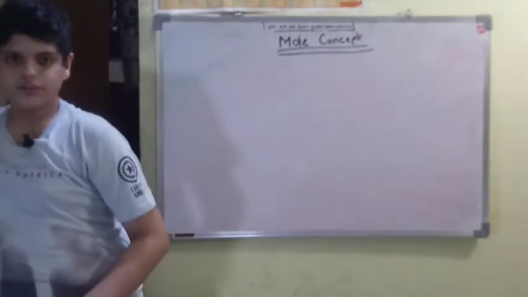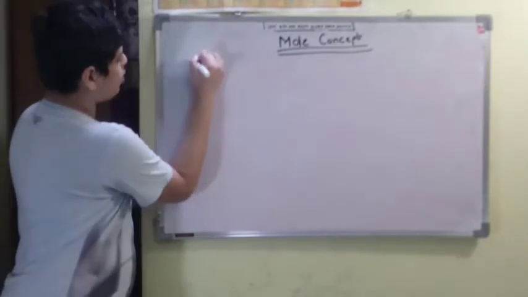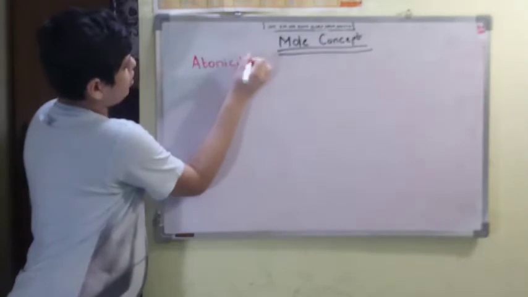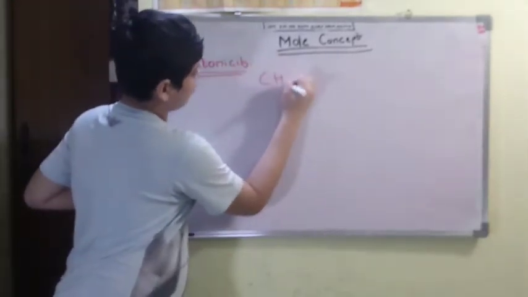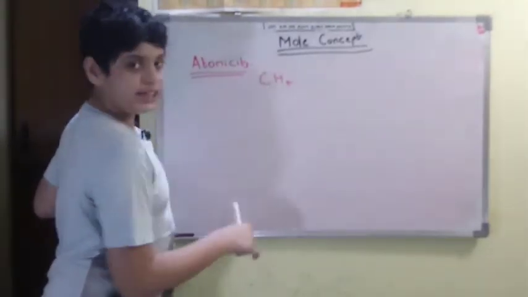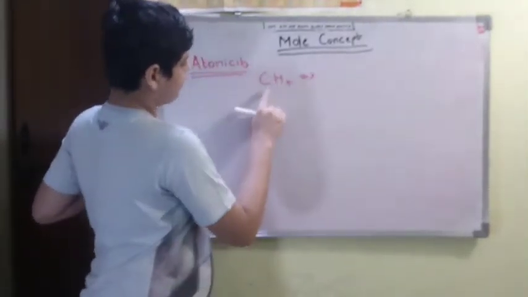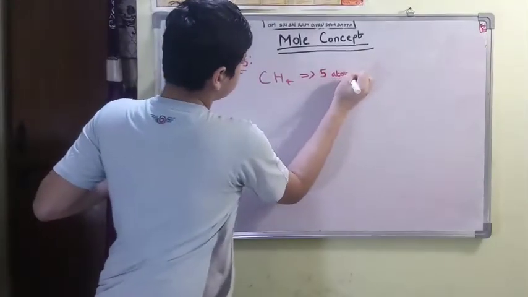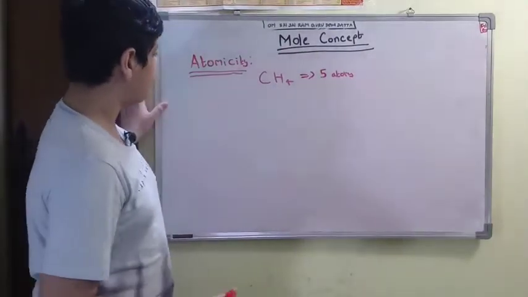Okay, so we will start from the basics of mole concept. So first we need to know about atomicity. What is atomicity? Suppose you have been given an element CH4, methane. So atomicity is nothing but the number of atoms in a molecule. So this will be one atom plus 4 atoms, 5 atoms. So the atomicity of methane is 5. Okay. So this is the basic atomicity.